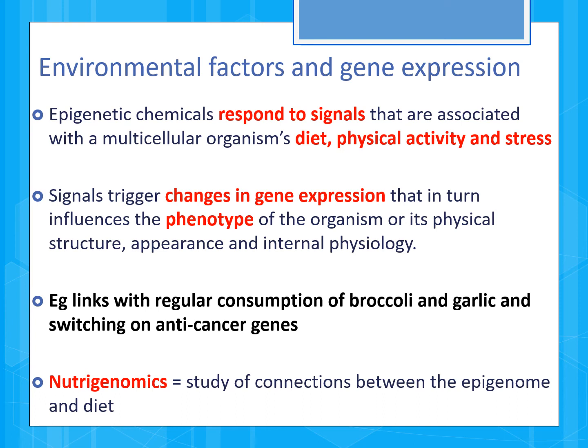So some of the signals that influence these epigenetic chemicals are things like our diet, stress, and physical activity. So for example, there's been studies showing, people who regularly eat foods like broccoli and garlic activate genes that are protective against cancer.